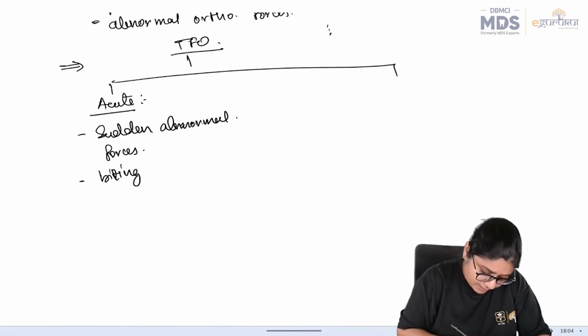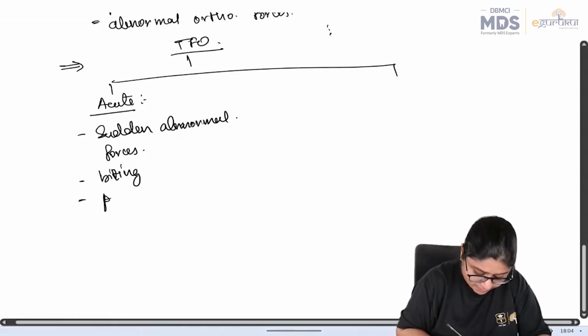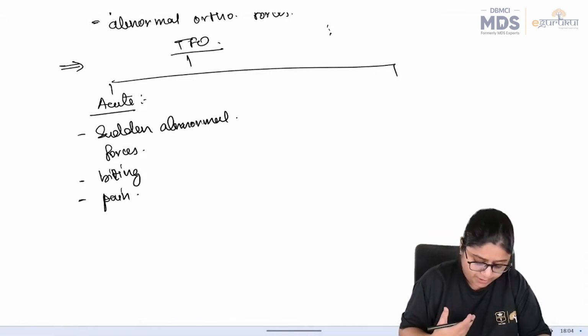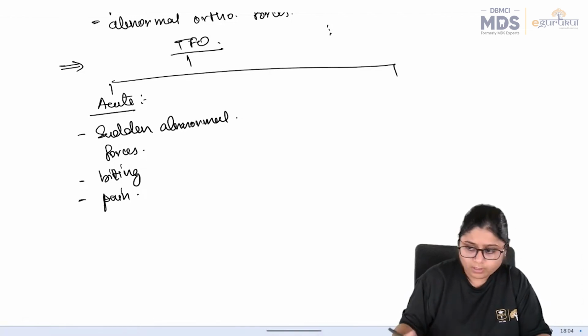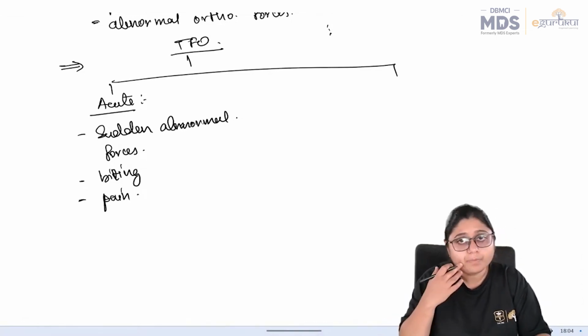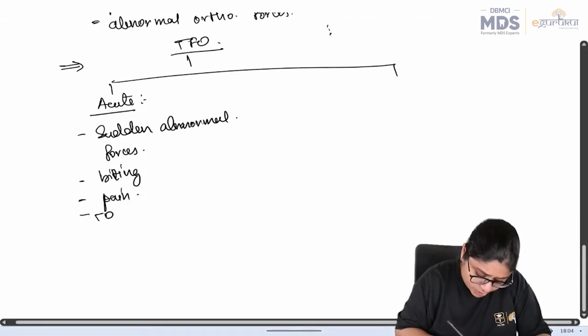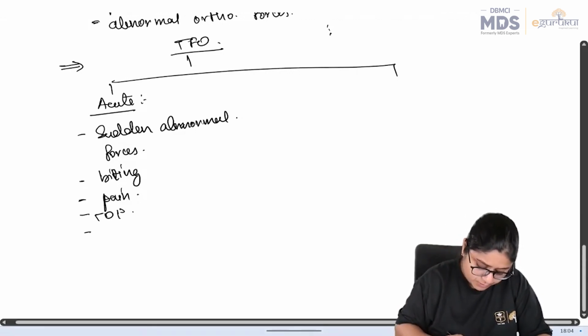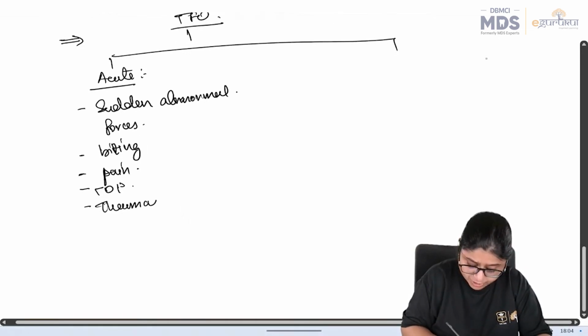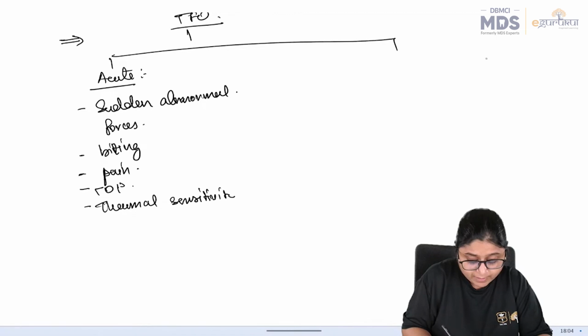In these cases, there is sudden, acute pain. The patient will come to you immediately. Suppose you treated the patient in the morning, the patient will come in the afternoon and say, doctor, there is a lot of pain. Then there will be tenderness on percussion. Thermal sensitivity might develop. If the patient does not get it treated and bears it, then the patient may develop sensitivity also.